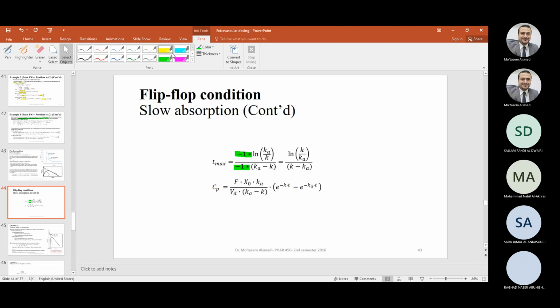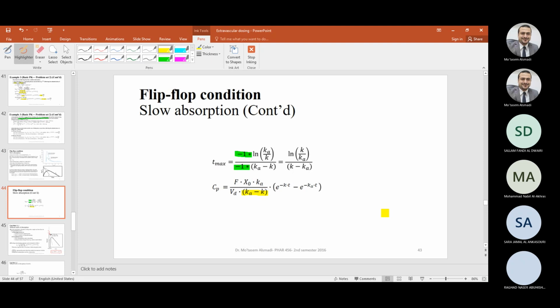And if you have flip-flop kinetic, you'll use the same equation for CP. The same equation applies, right? You have flip-flop kinetic. K is larger than Ka, right? So this difference here will have what? A negative value, right? This difference, because K is larger than Ka, will result in a negative value. But also, as we mentioned before, if you have normal kinetics, we said that usually this term is larger than this. But if you have flip-flop kinetic, it will be the opposite.